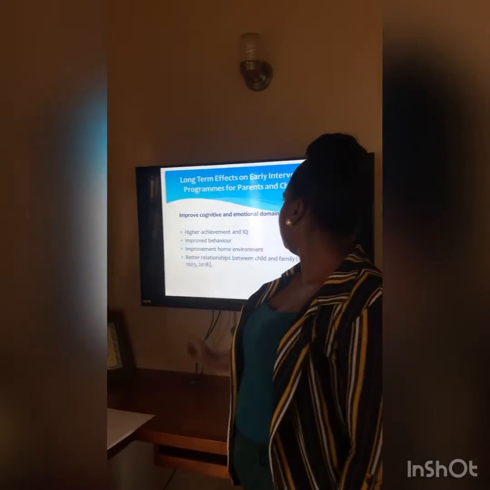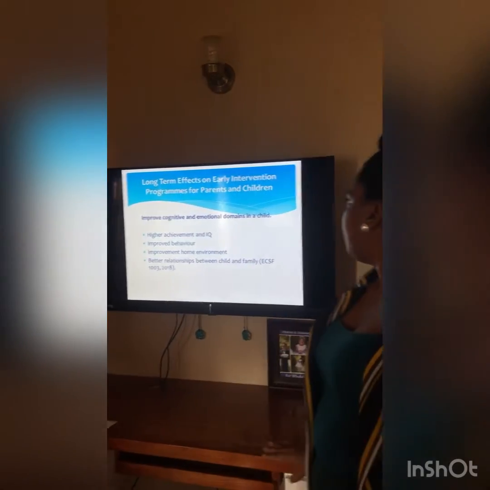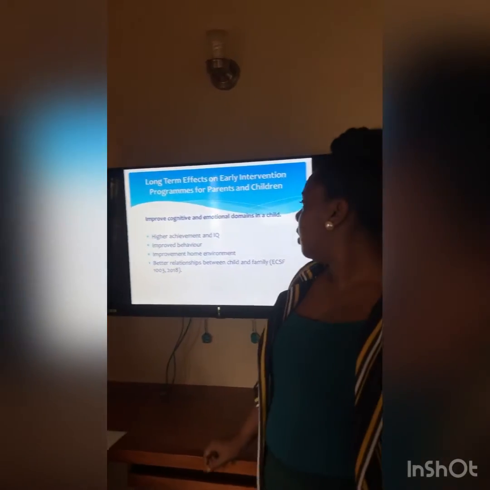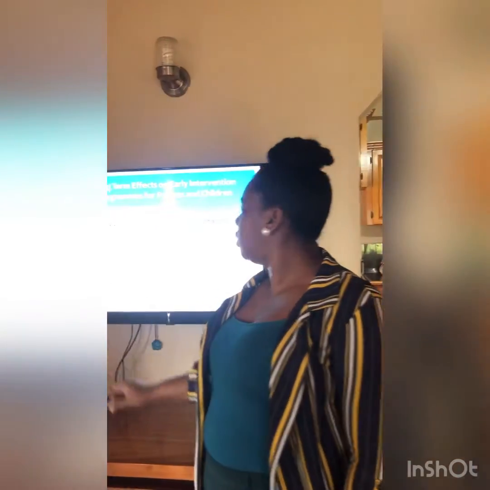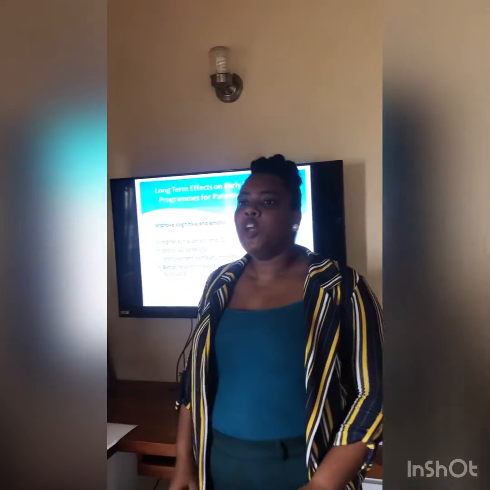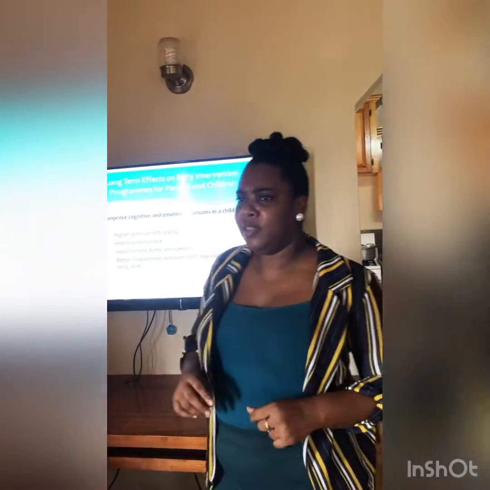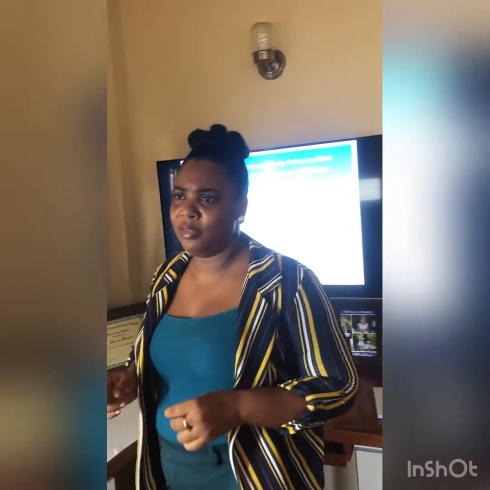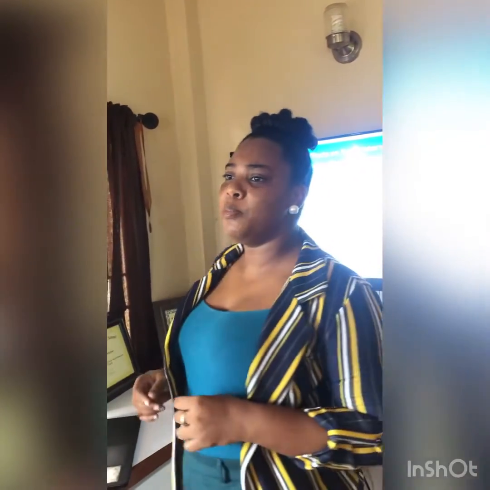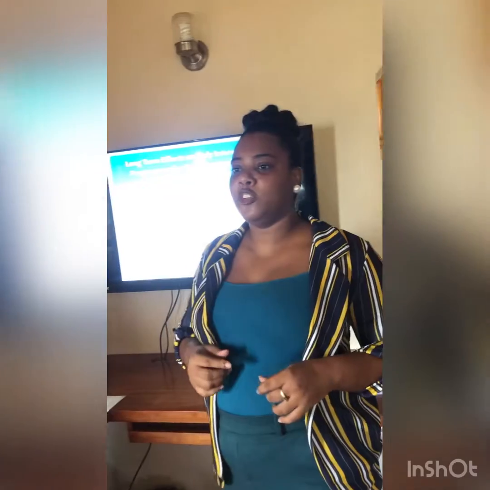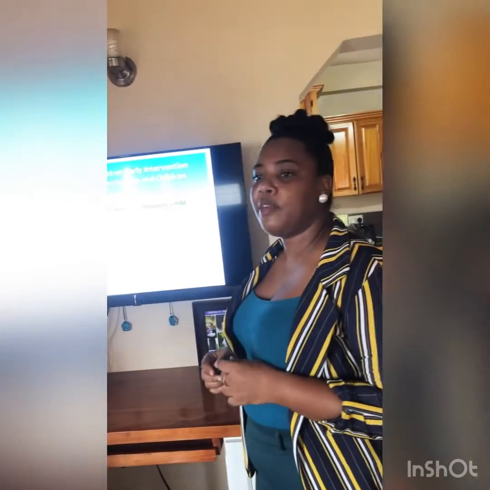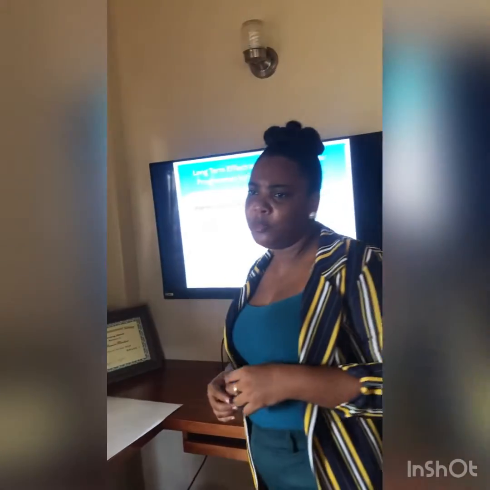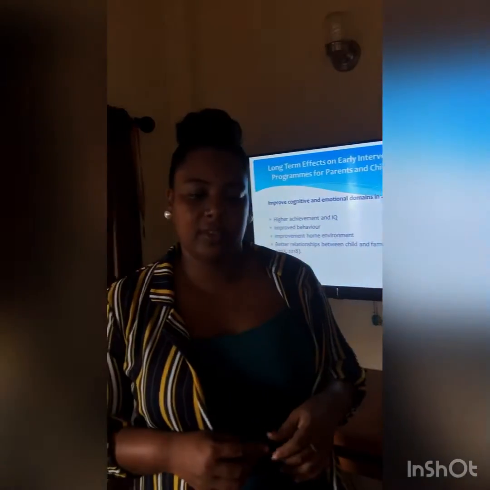Long-term effects of early intervention programs for parents and children. It improves cognitive and emotional domains in a child. The child may feel and develop a sense of belonging and independence, and so behavior may improve, creating positive relationships between the child and family. Positive relationships and cognitive development help a child achieve academically and socially, and so the child's IQ may increase.